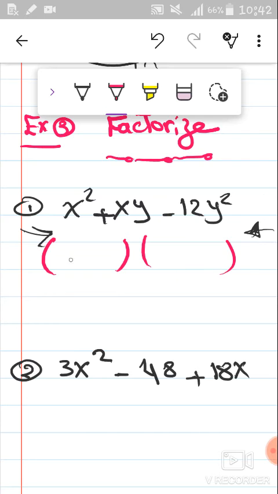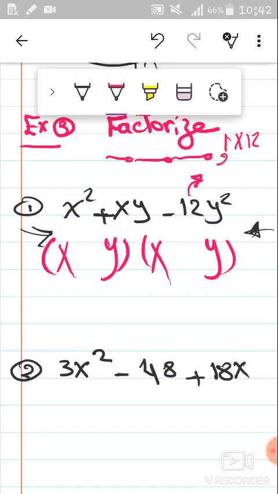Opening two brackets, x squared is coming from x times x, y squared is coming from y times y. What about 12? 12 is 1 times 12, 2 times 6, and 3 times 4. How can we choose the suitable product? By looking at the middle term. The sign in the last term is negative, so I need the difference between the two factors to be 1. So I am going to take 3 and 4.